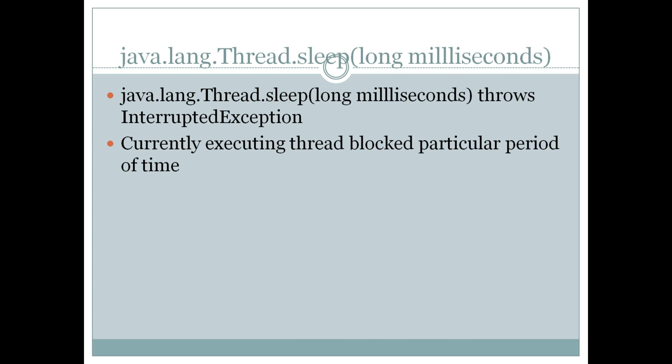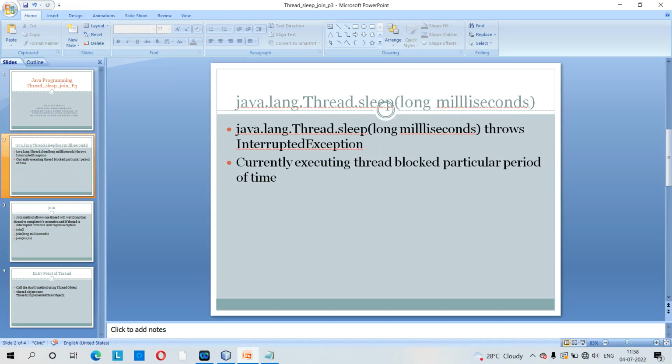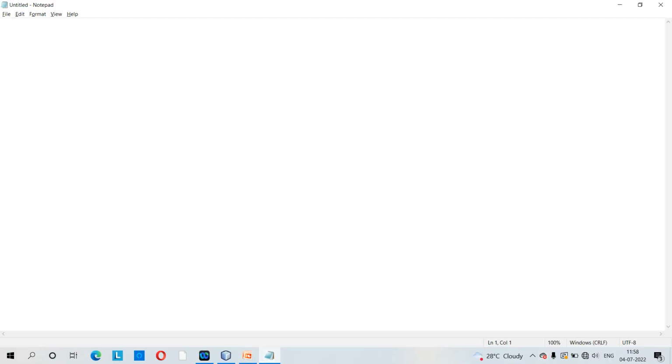So, the sleep method. We know how to create threads, that is by extending the Thread class and by implementing the Runnable interface. If you want to communicate between threads and if you want to block a thread for a particular period of time, we can use a method called the sleep method. Whenever we create a thread, the thread goes through different states. Those states are the thread states.